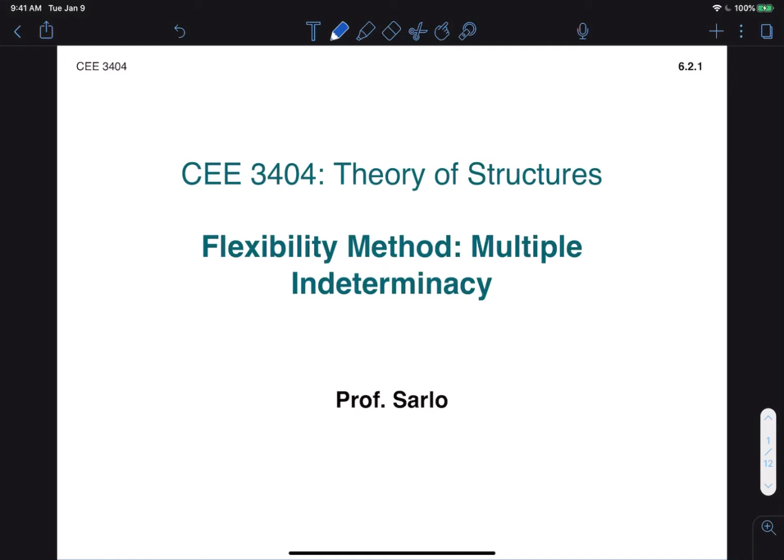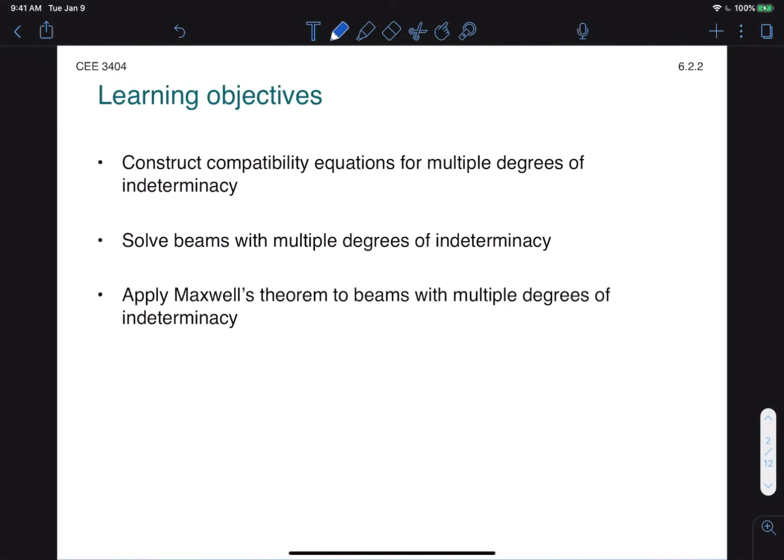Welcome to lecture 6.2. Here we'll be expanding on the flexibility method and applying that to structures with multiple degrees of indeterminacy. The goals for this lesson are to start by constructing the compatibility equation for multiple degrees of indeterminacy. This is really where things change in setting up the compatibility equations. Once those equations are set up, we approach it pretty much as we have before, to try to solve for each of the unknown variables. So with that in mind, we'll solve some beams with multiple degrees of indeterminacy, and finally we'll learn about Maxwell's theorem that allows us to reduce the number of unknowns by a few to help us out.